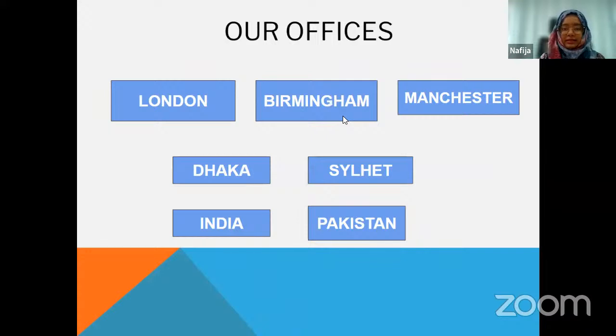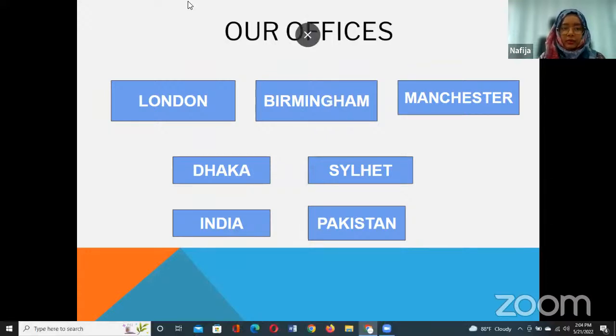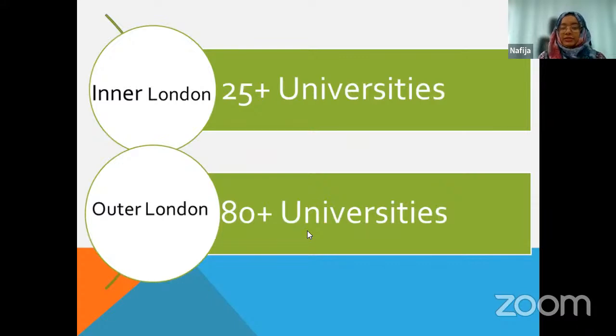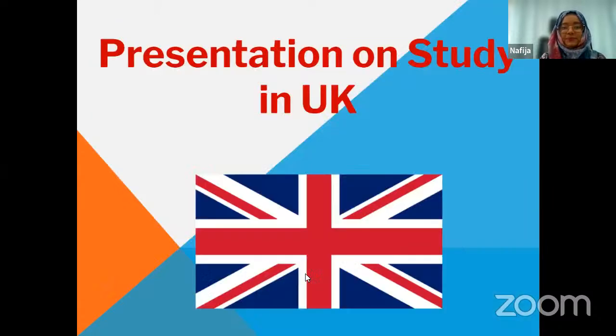So these are our office locations. We have 3 offices in UK: one in London, another in Birmingham, and another in Manchester. We have 2 offices in Bangladesh, Dhaka and Sylhet, 1 office in India, and 1 office in Pakistan as well. Since I'm going to give a presentation on UK, let me share that we have partnership with 25 plus inner London universities and 80 plus outer London universities. So if you're planning to study in the UK, I think we can help you and you are in the right place. Let me start my presentation on study in the UK.